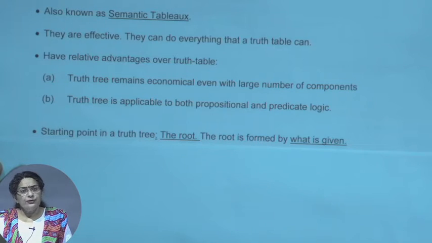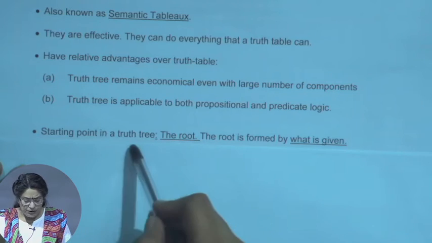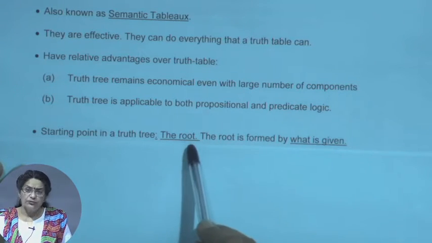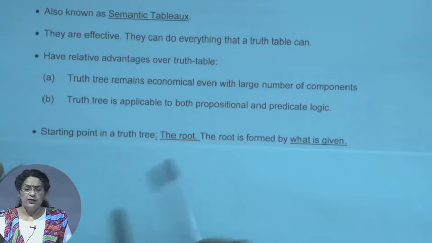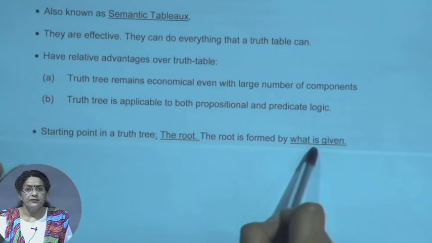In truth table also you had a starting point, right? What was the starting point? Namely, the given proposition or the given set of propositions or an argument and so on. Similarly, some given problem will be there on which you are going to apply the truth tree procedure. Remember that the given is what is going to constitute the root. So, you start with the specifications given, the premises or the statements in a set of propositions or a single proposition, for example. That is what the root will consist of, with what is given.